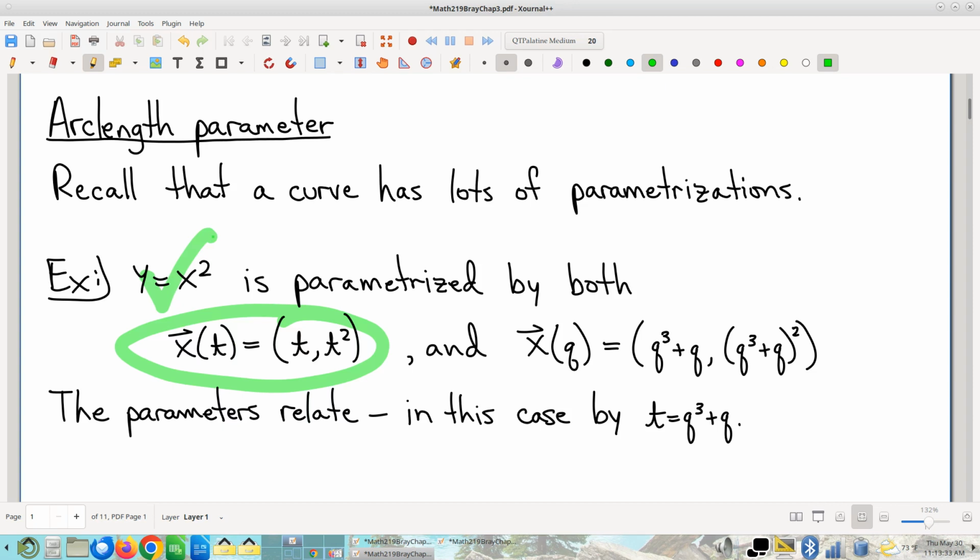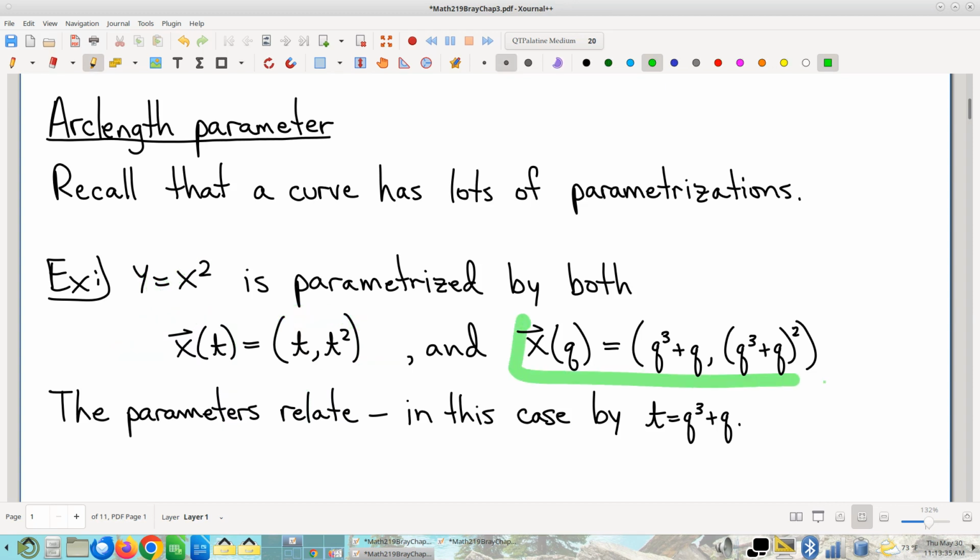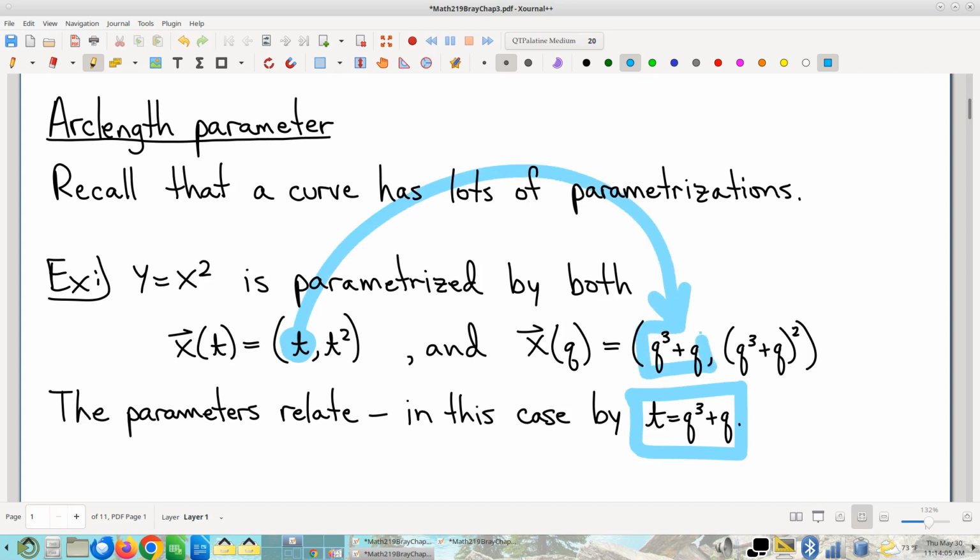Well, here's the thing. This weirdo formula right here also satisfies that equation. So this is also a parameterization of that same curve. And there's, of course, many, many, many more. Right? So the point of view I want to take on this is that I have done what we call reparameterize this curve by plugging in for one of the parameters. You can see I've taken every t there and replaced it with this expression q cubed plus q.